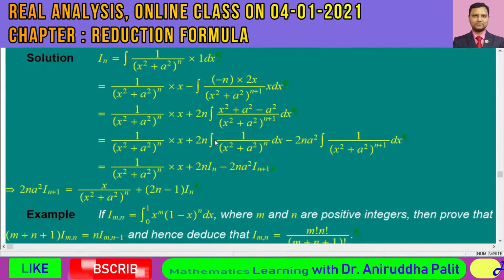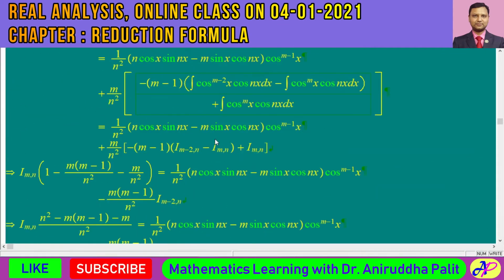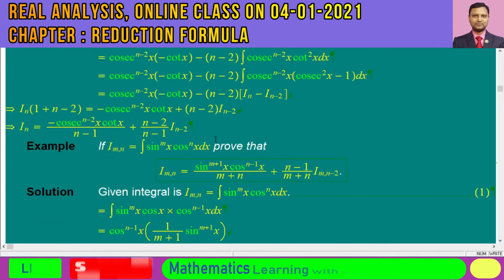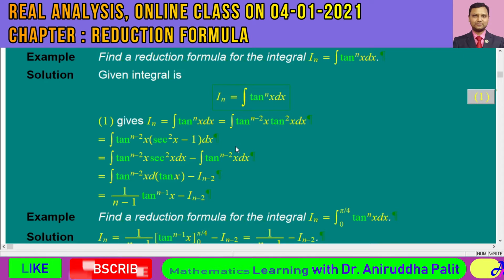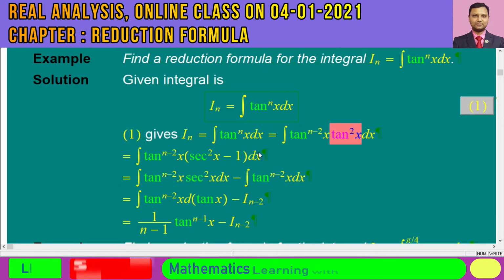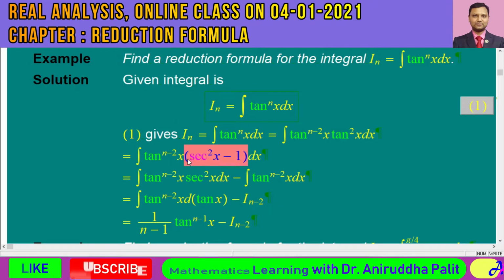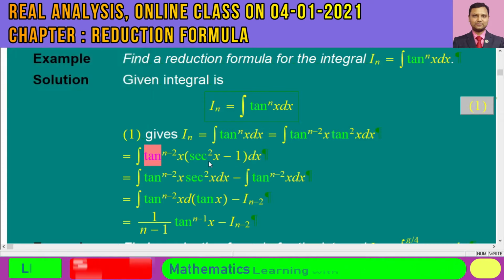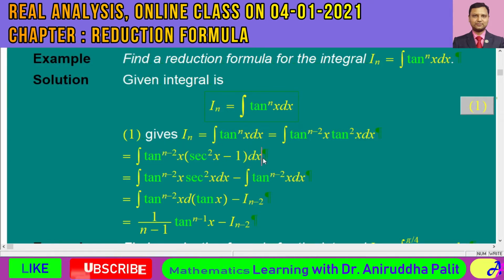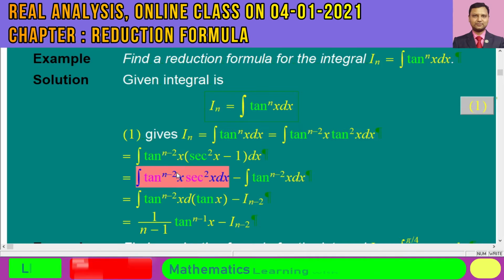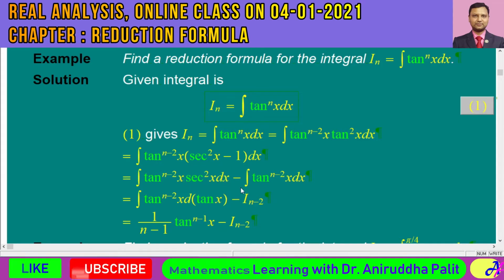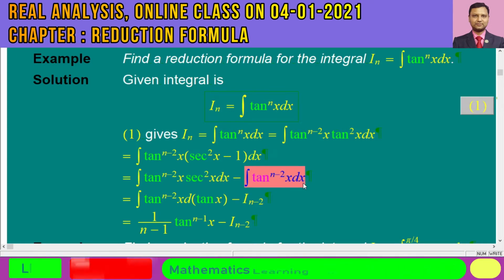And let me show you over here. The direction is already written over here. Yes, this one. So this tan square x is now written in this fashion, sec square x minus 1. Now if we decompose this total expression, it can be written as the difference of two integrals. The first integral is tan to the power of n minus 2 x into sec square x dx, and the second one is tan to the power of n minus 2 x dx.